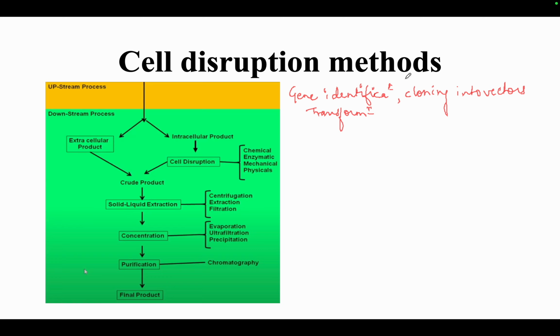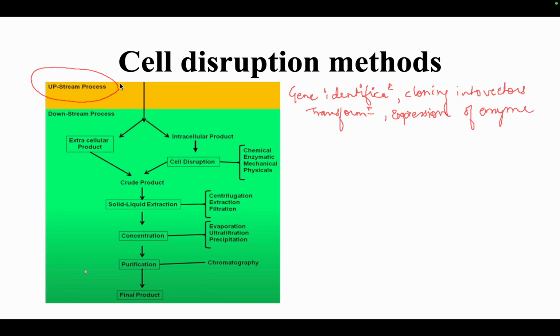And after transformation, the next step is expression of our enzyme. Expression of our enzymes in different expression vectors by different promoters, which are strong promoters and will give you strong expression of your desired enzyme. So all these procedures are considered to be upstream processes.